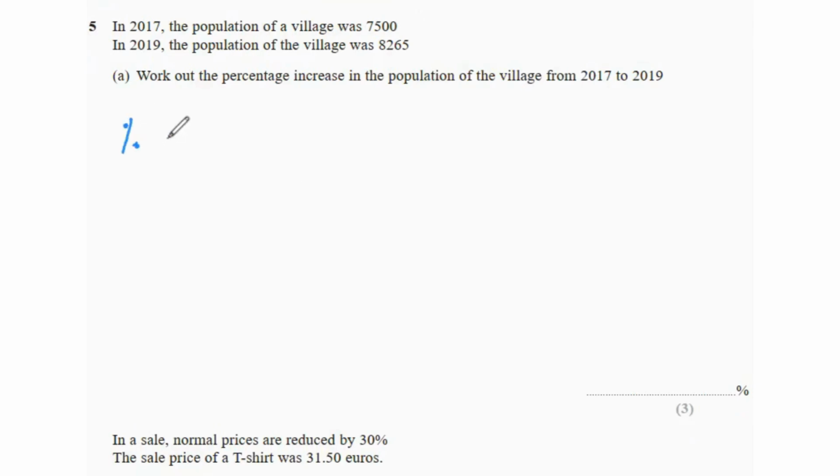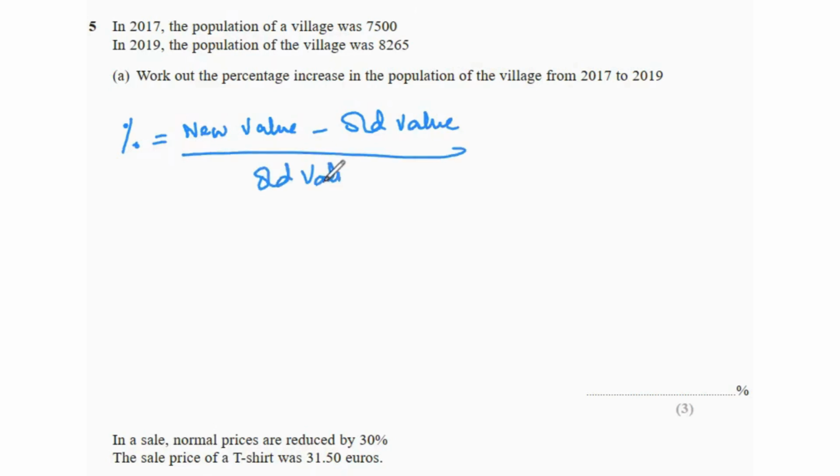So for percentage increase and decrease, the formula that we use is new value minus the old value, divided by the old value, and then times this fraction by 100. This is the formula that you'll use for percentage increase and decrease. Obviously, in percentage decrease, your new value will be smaller than the old value, whereas in percentage increase, your new value will be bigger than the old value.